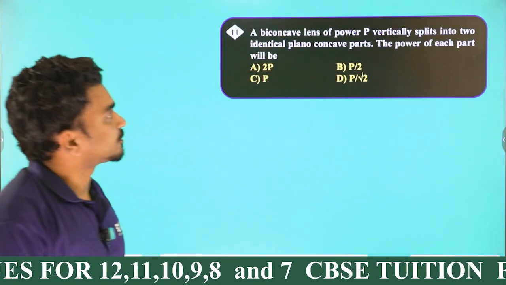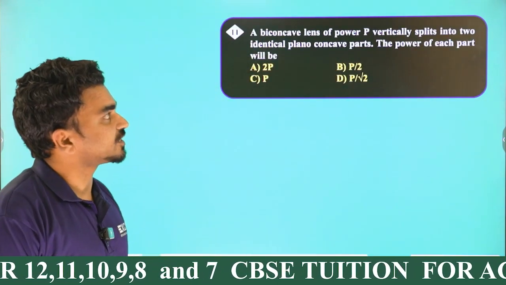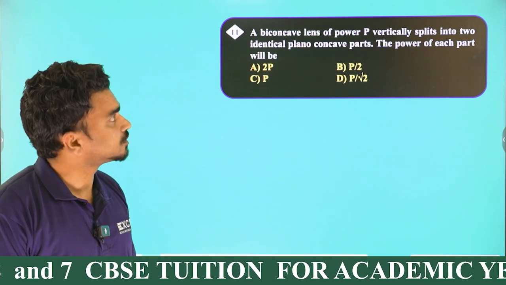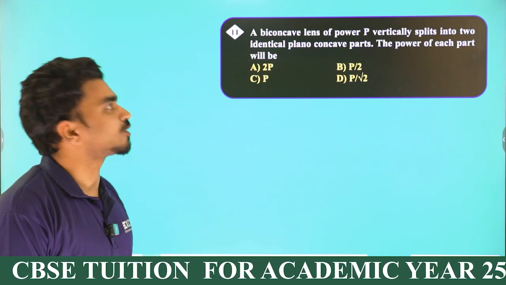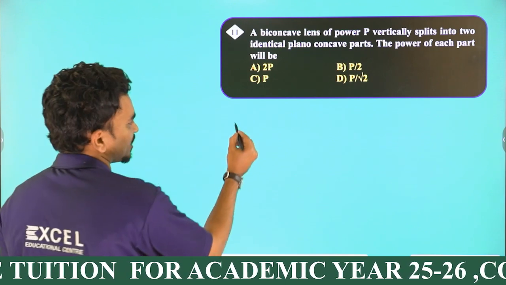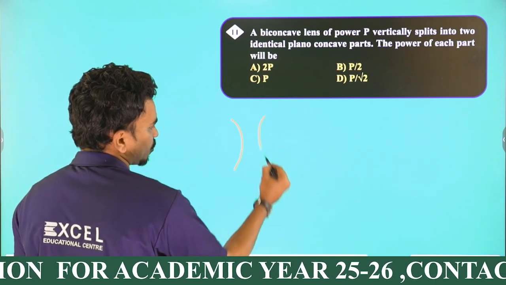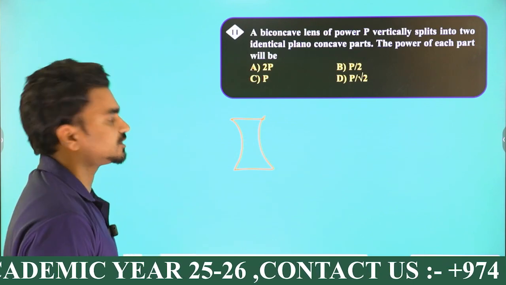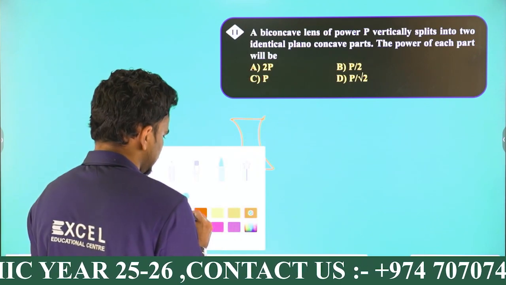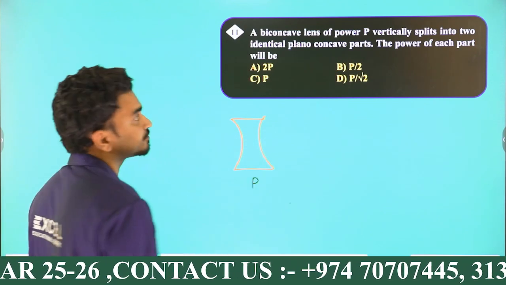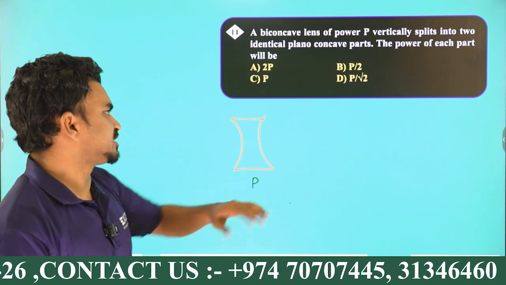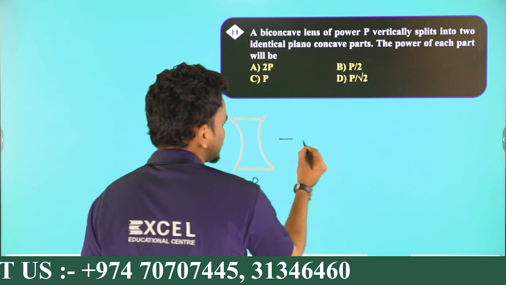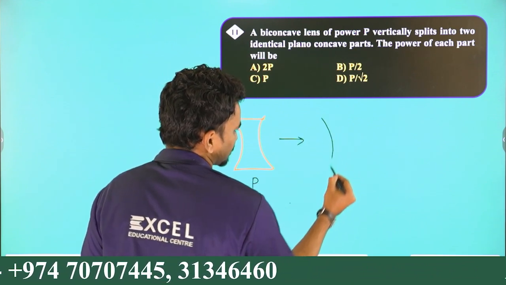Look at this question, all of you. A biconvex lens of power P, sorry, I'm wrong, a biconcave lens. Both sides are concave. Biconcave lens. The power of this lens is P. We are splitting this lens.